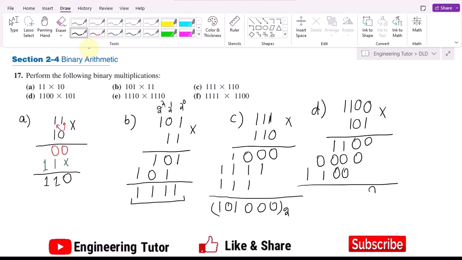So 0 will be here. This 0 plus 0 is 0. 1 plus 0 plus 0 is 1. 1 plus 0 plus 0 is 1. Okay, this 0 plus 1 is 1, and this one here as well. Okay, so that is basically the binary equivalent of the product of these two numbers.